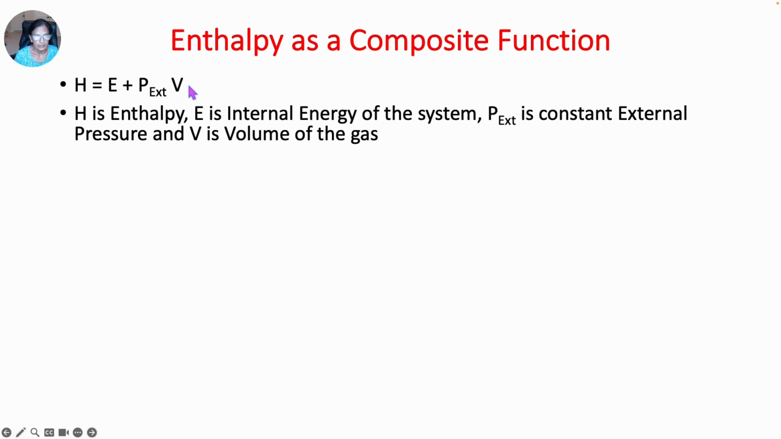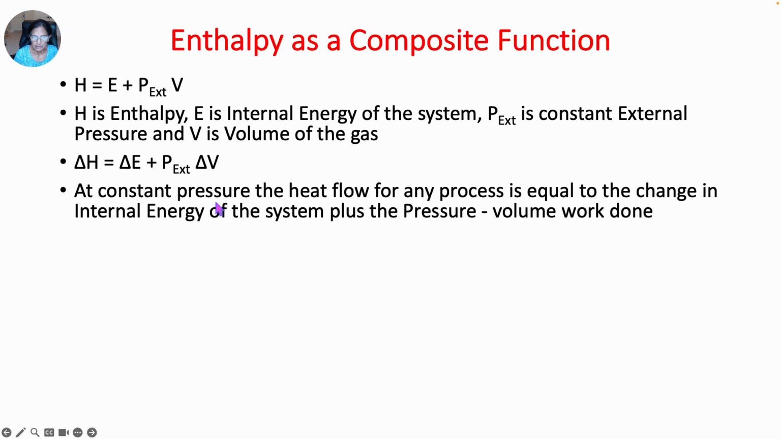Enthalpy, let us see as a composite function. H, enthalpy, is equal to E, internal energy, plus P external pressure into volume. H is enthalpy, E is internal energy of the system, P external is a constant external pressure like the atmospheric pressure, and V is the volume of the gas. Delta H, change in enthalpy, is equal to delta E, change in internal energy, plus pressure external into delta V, change in volume. At constant pressure, the heat flow for any process is equal to the change in internal energy of the system plus the pressure volume work done.